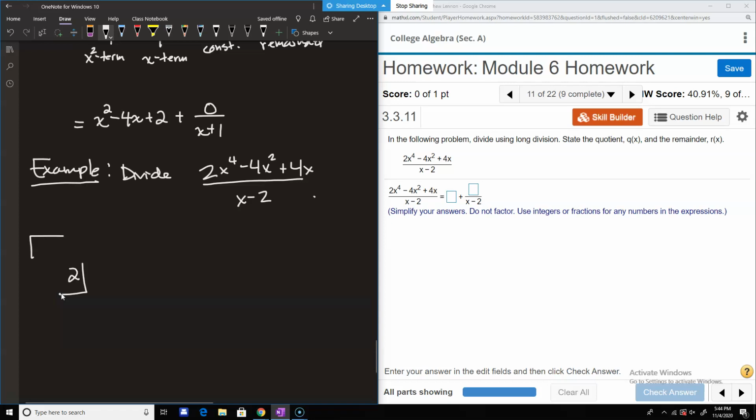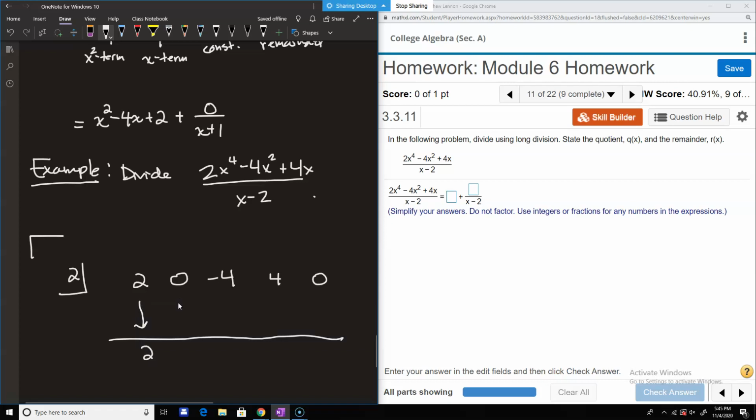Does that make sense? So I'm going to put a 2, then a 0 for the missing spot, then the minus 4 that's next to the x squared, then a 4 next to the x, and then a 0 for the missing constant term. That's how I'll know I'll have the appropriate number of steps and won't miss anybody. So how does this work? I bring down the first guy.